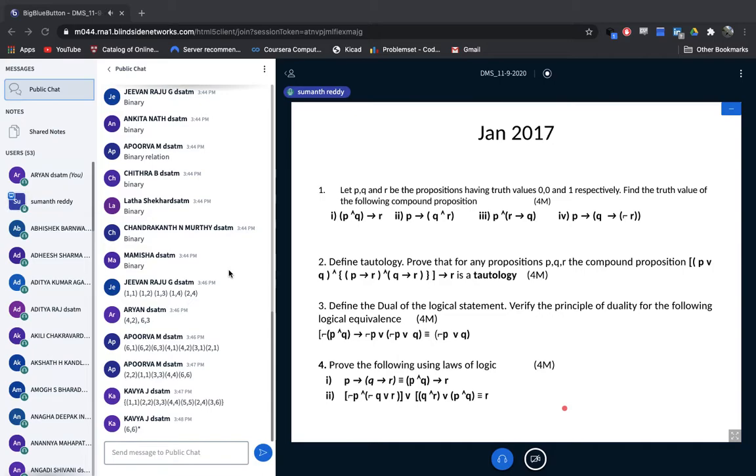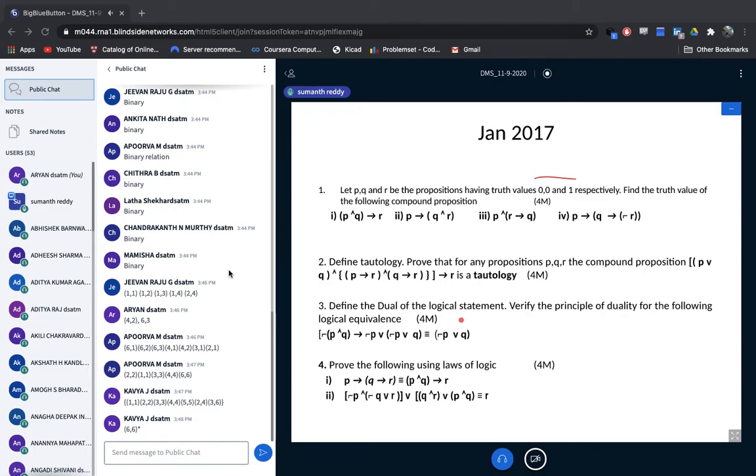Okay, so this is the January 2017 question paper. In the 2017 question paper, again, I think this question we have already solved. If P, Q, R are propositions, he has given the truth values, using which we need to find the values of these compound propositions. So he has asked for 4 marks. This tautology also we have solved.